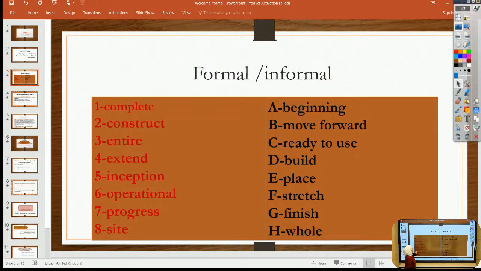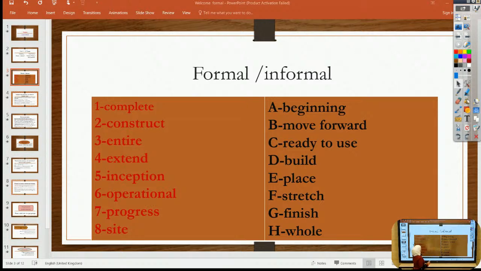Let's start here with formal and informal. What do we mean by formal words? Here, these words, we use them when we talk about government or things related to it. We have number 1, complete, 2, construct, 3, entire, extent, inception, operational, progress, site. These words are formal. I want now to talk about informal words.